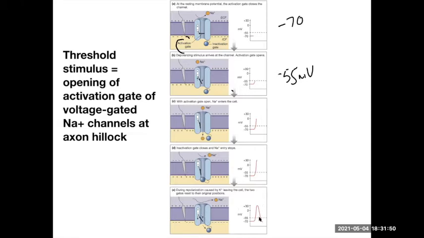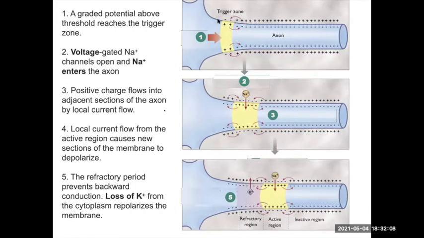Once it's repolarized, back to -70, everything is ready for action again. So that's what's happening with this sodium gate. So all these voltage gated sodium channels all along your axon right here, starting at the trigger zone right here.